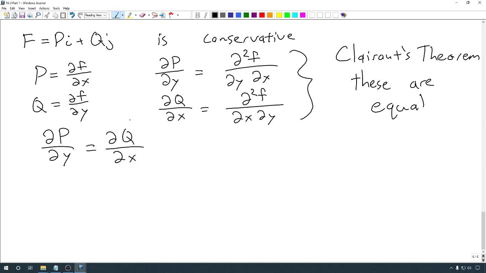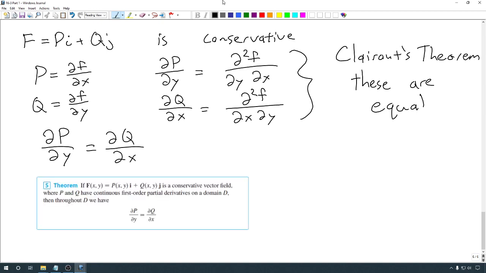respect to x. If F is conservative and its component functions actually have continuous partial derivatives, then we always have to have the derivative of P with respect to y is equal to the derivative of Q with respect to x. We can even go ahead and write that down as a theorem.